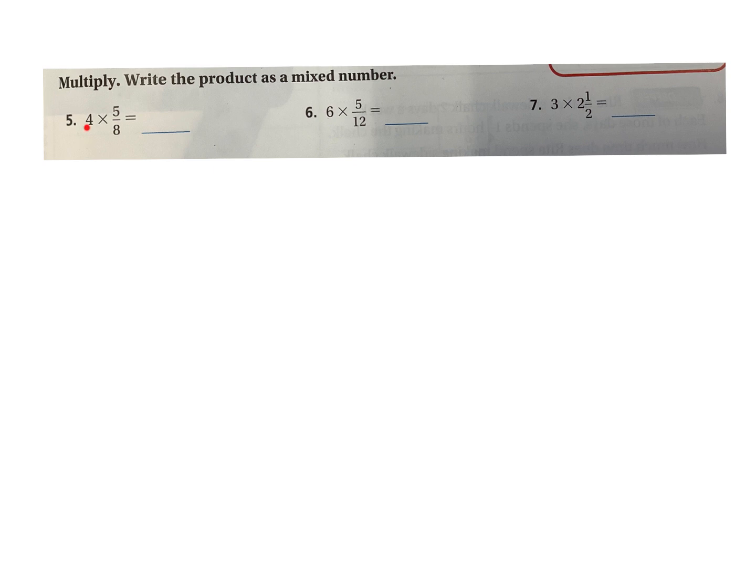We'll look at number 5. This is 4 times 5/8. 5/8 is not a mixed number. It is already just a fraction. No whole numbers combined with it, so we can just go straight to the multiplication. 4 times 5 is 20. We get 20/8.